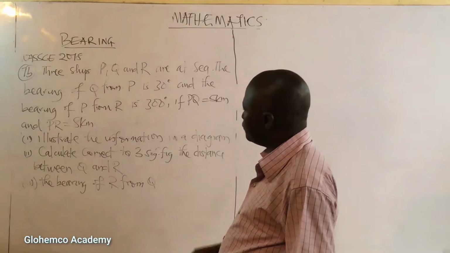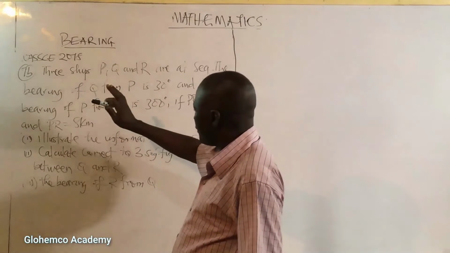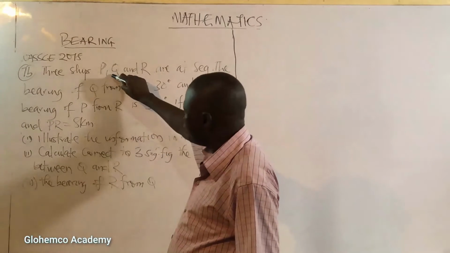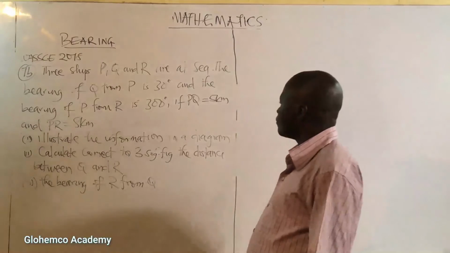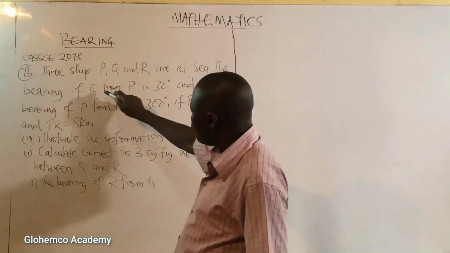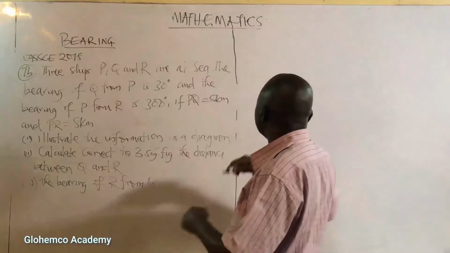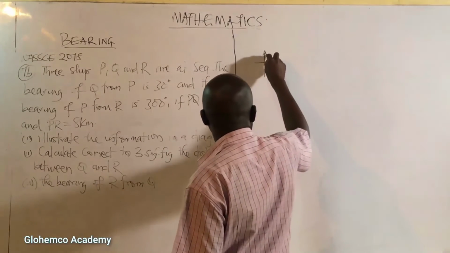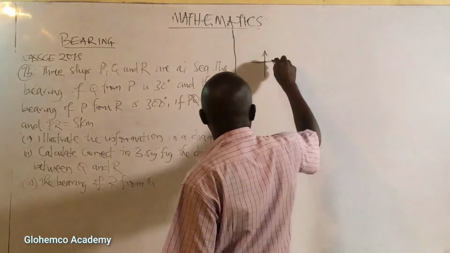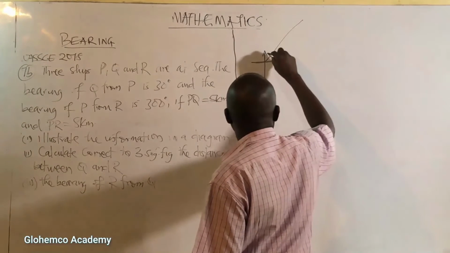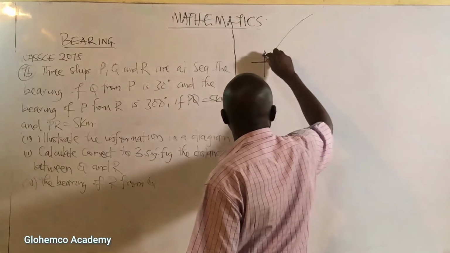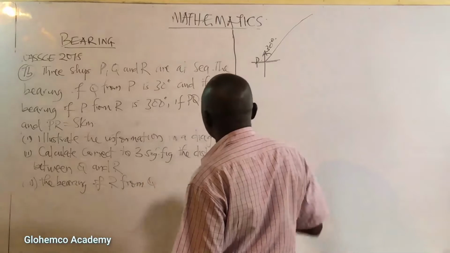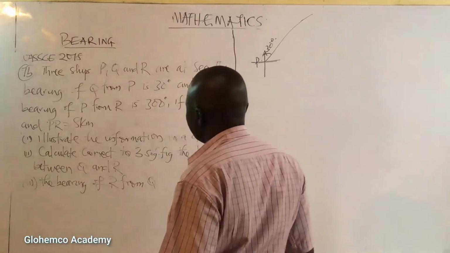How do we go now? Let's come back to the question. We have been told that 3 ships. The first one is P, the second one is Q, the third one is R. Then the bearing of Q from P, that means you are starting from P. Now, this is our true north. This is a 30 degree. This is our point P, which is 30 degree.